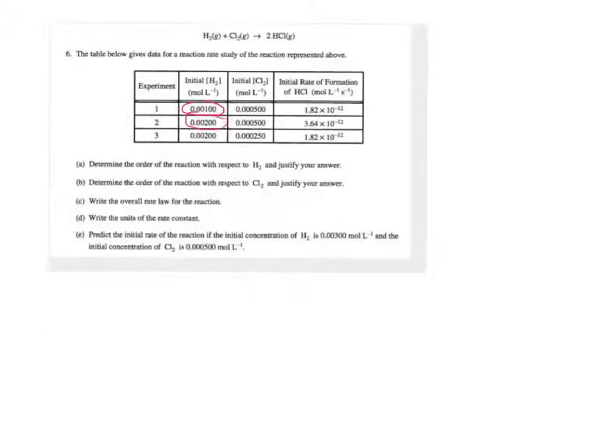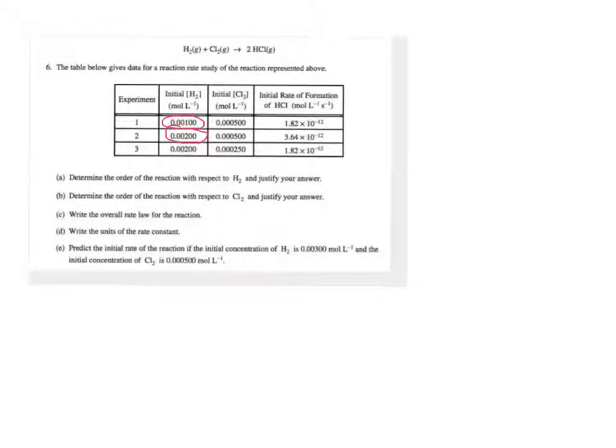So we start by looking at the table, and we see that when the concentration of H2 is doubled from 0.001 to 0.002, the rate of formation also doubles from 1.82 to 3.64 times 10 to the negative 12. And so since doubling the H2 concentration results in just a doubling of the rate, the order of the reaction with respect to H2 is 1.